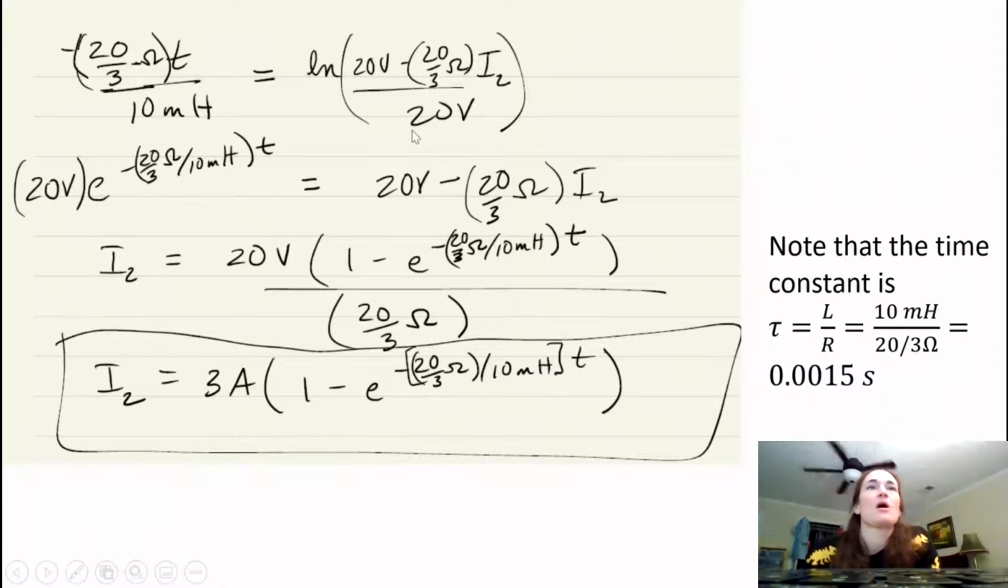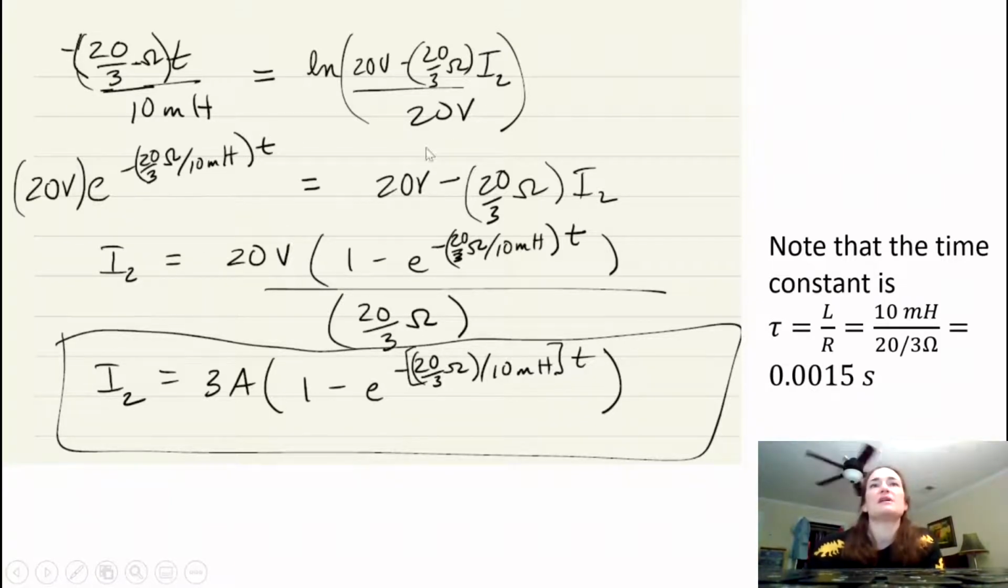Now, I don't like to leave things in terms of natural logs. Very few people do. They're just not great in terms of visualization. So what we like to do instead is to get rid of that, and to do that, we'll raise both sides to the power, e to the power. So I get e to the negative stuff on the left-hand side, and then the e will cancel out the natural log on the right-hand side, and I'll have 20 volts minus 20/3 ohms times I2 divided by 20 volts.